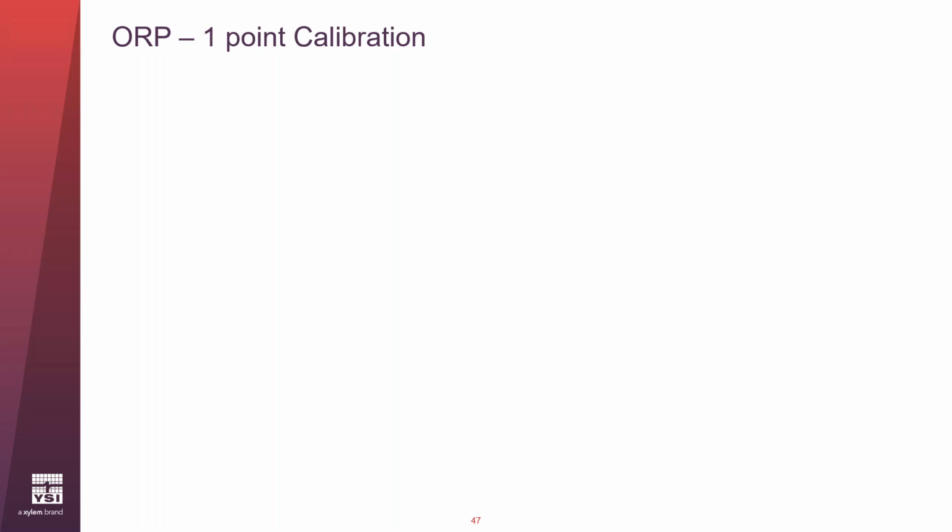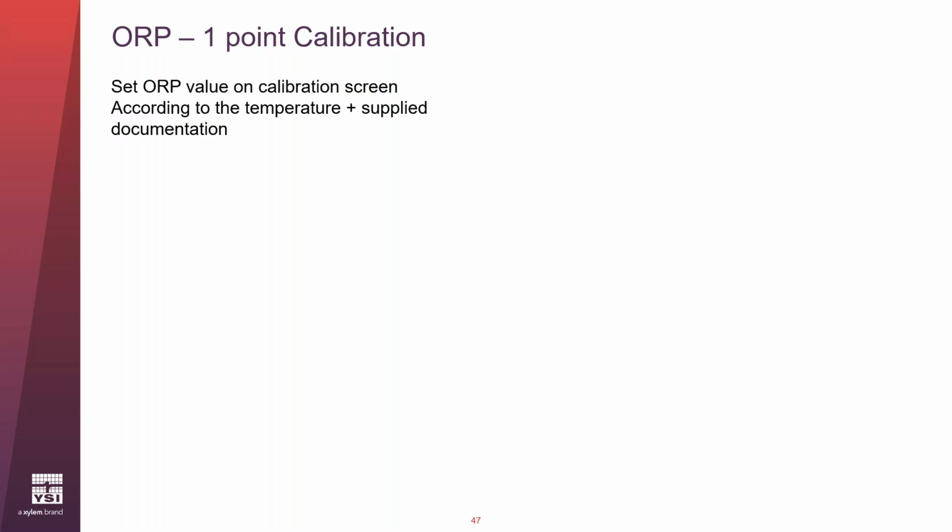ORP is a 1-point calibration, as mentioned. You want to set the ORP value on the calibration screen. It'll ask you what the ORP value of your calibrator solution is, so set it according to the current temperature that it's at and the reference supplied with the solution.